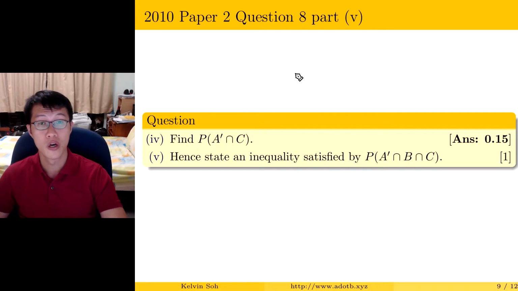Feel free to post any questions you may have in the comments below if you want a discussion of those parts. So for this video, we will assume that we have already answered Part 4 and found that the probability of A prime intersect C is 0.15. Now we want to attempt Part 5 of the question. Hence, state an inequality satisfied by P(A prime intersect B intersect C). And this is a 1-mark question. So let's see how we can tackle such a question.